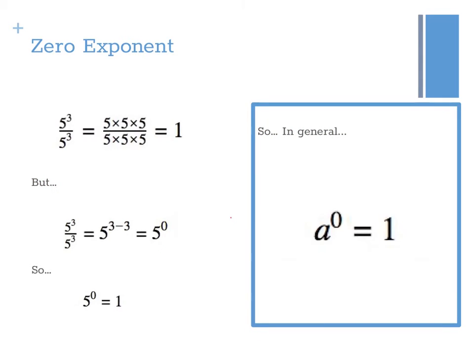Okay, so this next rule is the zero exponent rule. So it means that if anything has a zero exponent, the answer is 1. Why is that the case? Let's review a question that we've done before. Here's dividing powers. They have the same base, right?